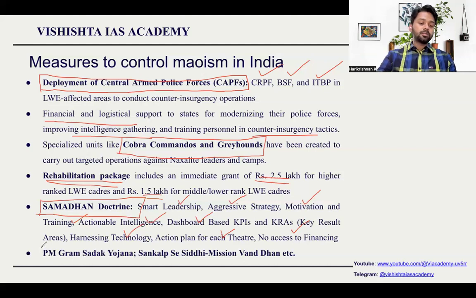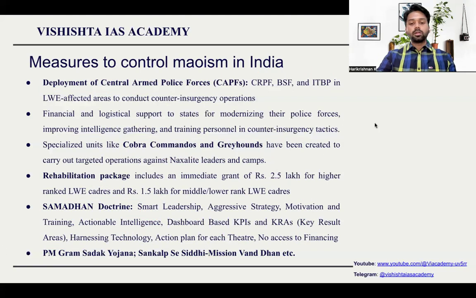Finally, apart from that, we have the development measures also, such as Gram Sadak Yojana, Sankalp Se Siddhi, Mission One Dhan Yojana, not VAND, it is VAN, Mission One Dhan Yojana, that is to create entrepreneurs among the tribes, create economic empowerment among the tribal people. So that is Mission One Dhan Yojana, Sankalp Se Siddhi, and Gram Sadak Yojana. So these are all the measures.